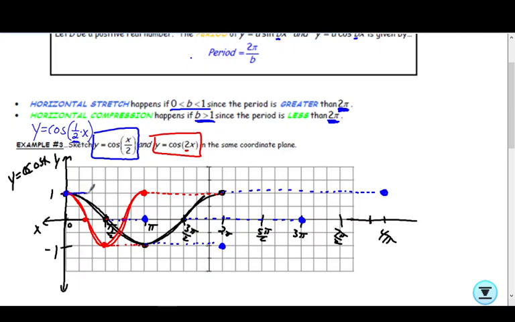So connect our dots. And there is our cosine wave. That is cosine of x over 2.